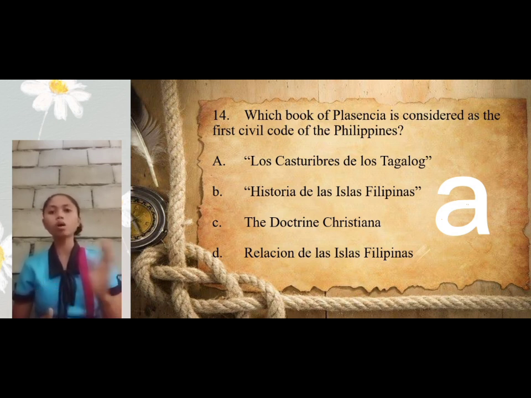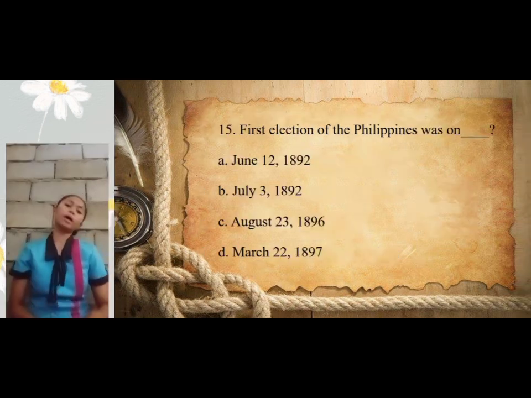So, the Doctrina Christiana or the Christian Doctrine was an early book on the Catechism of the Catholic Church, written in 1593 by Fray Juan de Plasencia and is believed to be one of the earliest printed books in the Philippines. So, the Los Costumbres de los Tagalog is the first civil code of the Philippines, a book of Fray Juan de Plasencia. Number 15.